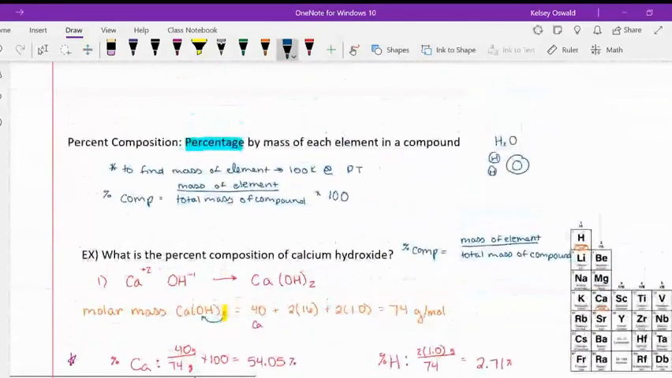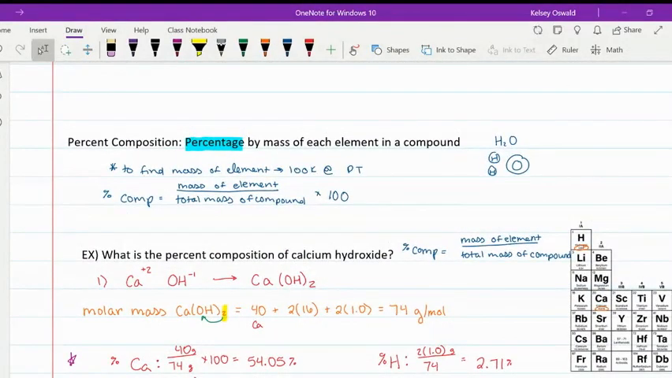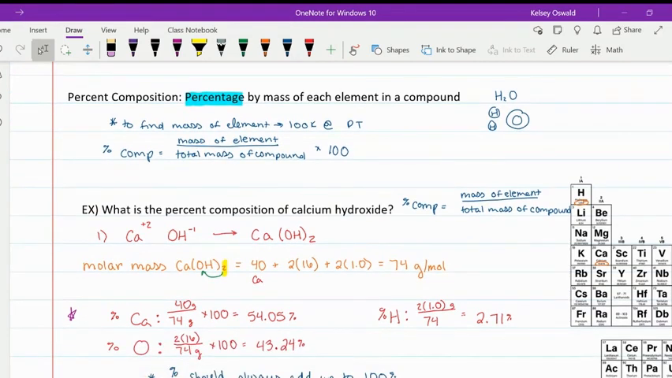Again, just main ideas for today. When you're doing your percent composition, you're finding the percentage by mass of each element in a compound. So we're going to do the mass of our element, or just the mass that that part is contributing, divided by the total mass or the whole of our compound, and then multiplied by 100. To find your masses, you'll either be given them or you'll have to look at them on the periodic table. It's that number on the bottom.